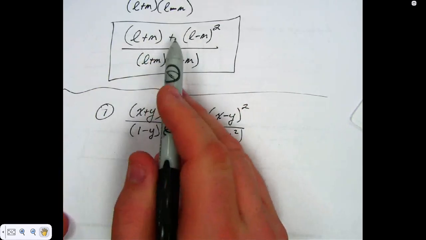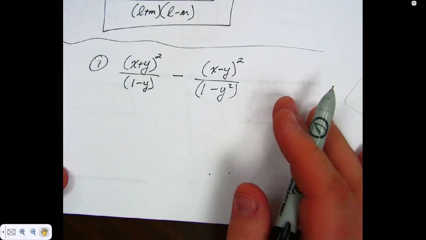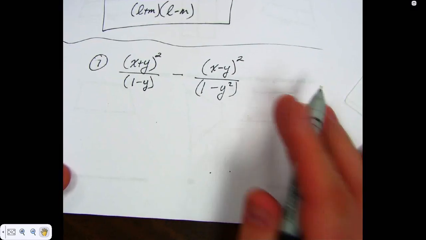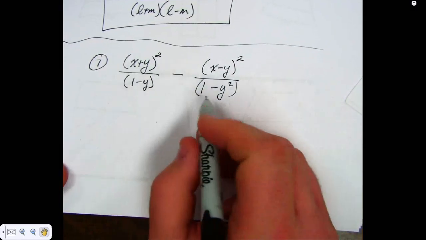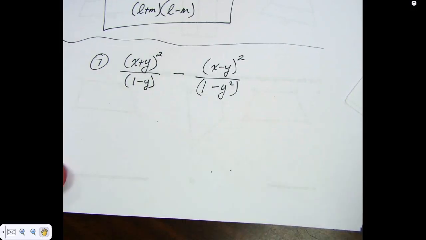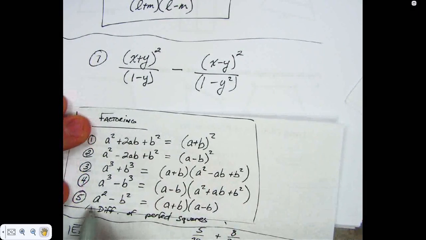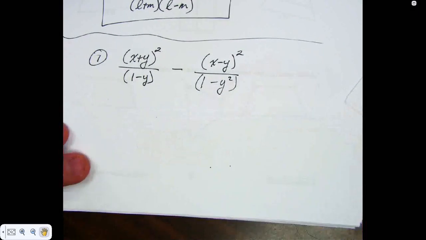I have the 1 minus y, 1 minus y. I just need to multiply it by a what? And on the top we would be left with what? 1 plus y, x plus y quantity squared, minus x minus y quantity squared. These are not like terms.